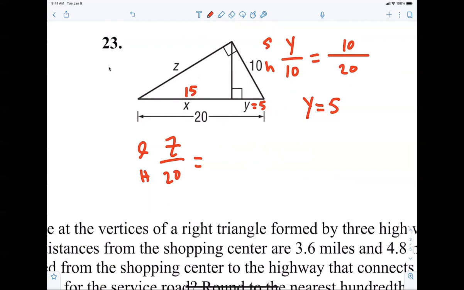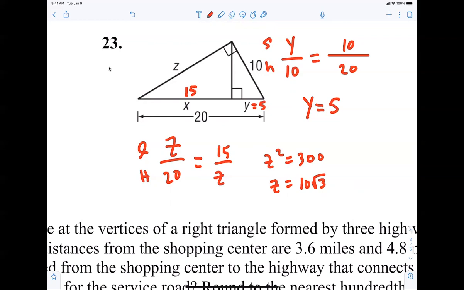So it'd be 15 over Z now. Yes, there we go. So Z squared equals 300, right? So Z equals 10 radical 3. Okay, thank you. That was a good problem to do.